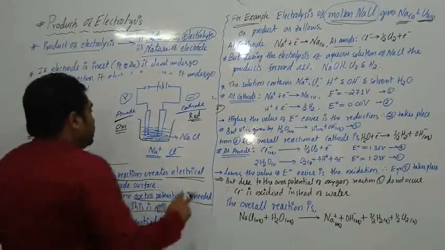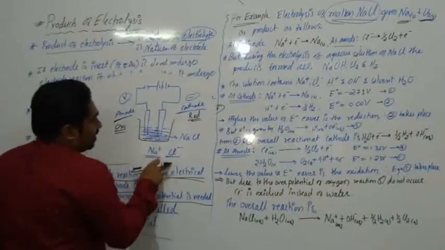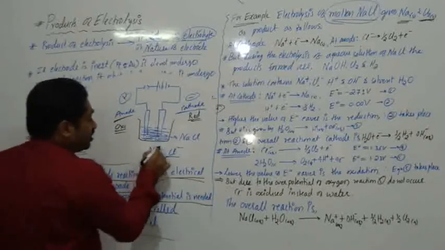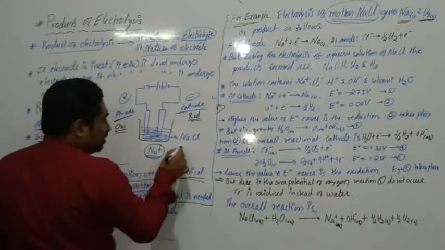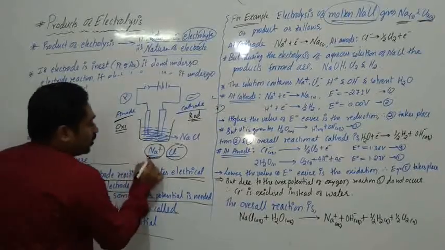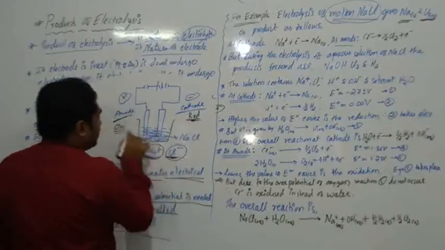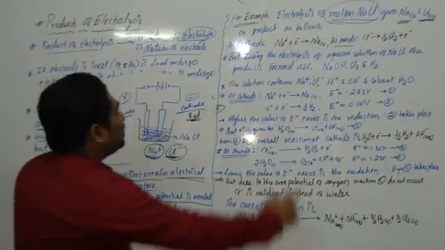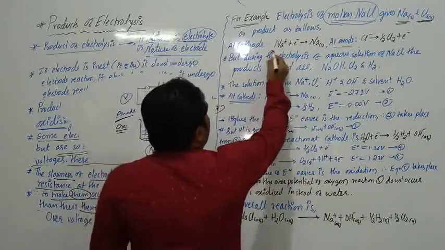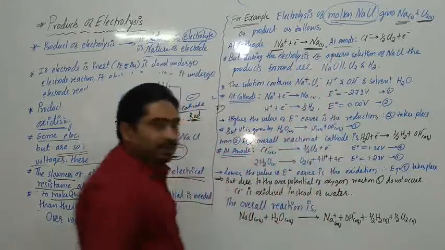So in between sodium ions and chloride ions, which one can undergo reduction? Which ion can undergo reduction? Sodium undergoes reduction and chloride undergoes oxidation. Means the reduction of sodium takes place at the cathode and oxidation of chloride takes place at the anode. So here, at the cathode the sodium ion undergoes reduction and it is produced as sodium metal.